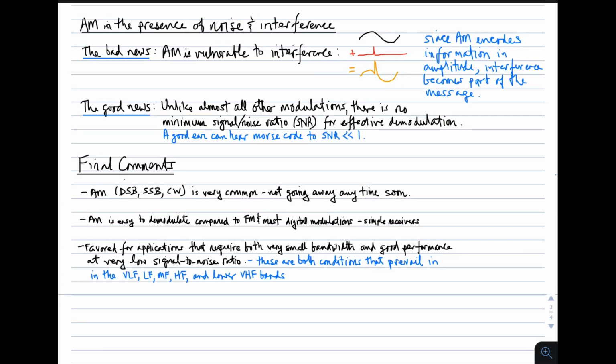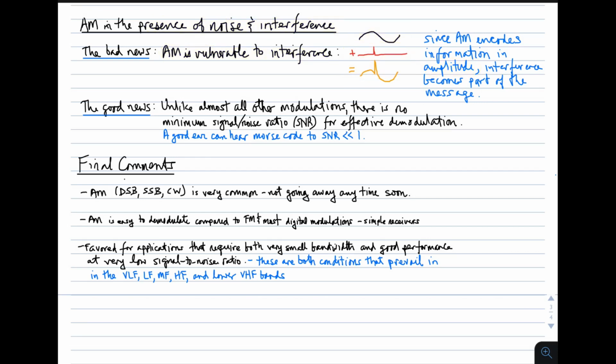An important consideration for any modulation is how it behaves in the presence of noise and interference. So for AM, we have some good news and some bad news. The bad news is that AM is vulnerable to interference. And what I mean by that is that if you have a carrier that looks like that, this is the RF waveform, and if you add to it an interference pulse, depicted in red here, then what you get is the sum of the waveform that you intended plus pulse. And since AM encodes information in amplitude, the interference becomes part of the message. So AM is vulnerable to interference because AM sends information in the form of magnitude.